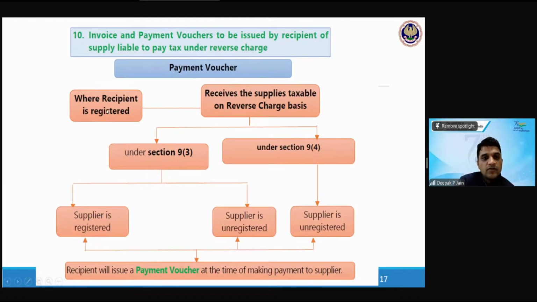So when is this payment voucher required? When the recipient is registered and receives supplies taxable on reverse charge basis either under 9.3 or 9.4. If the supplier is registered or unregistered, and in 9.4 only when the supplier is unregistered, because if the supplier is registered, he will charge the GST under 9.4. Receiver need not pay the reverse charge. So in all these scenarios, the recipient will issue a payment voucher.